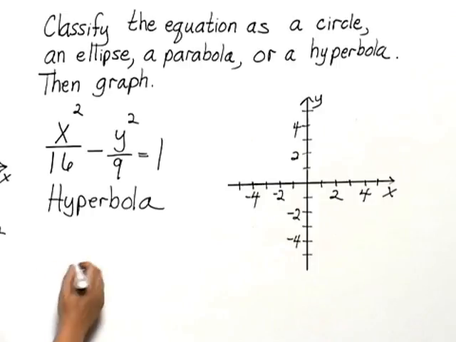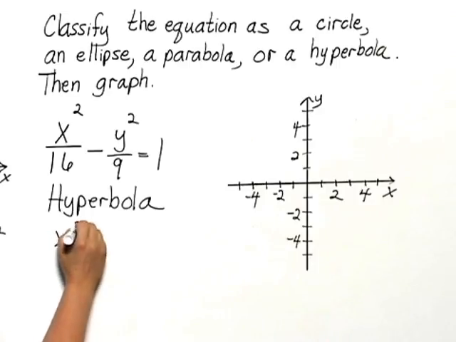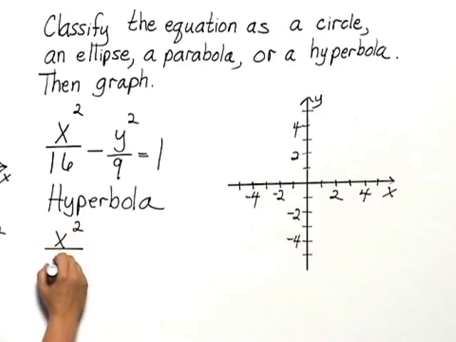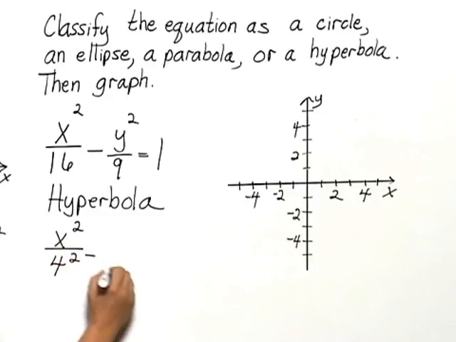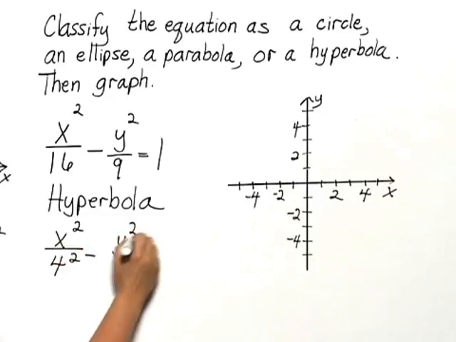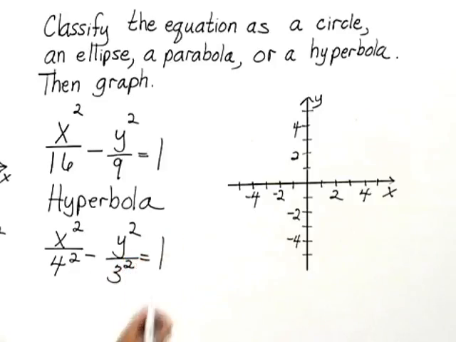And this is written in standard form. That is, x squared over 4 squared, since I can write 16 as 4 squared, minus y squared over 3 squared equals 1. And these numbers 4 and 3 are going to enable us to draw the hyperbola.